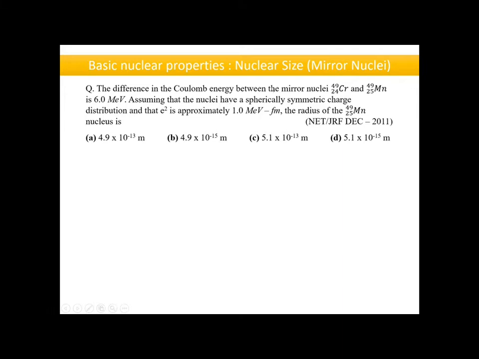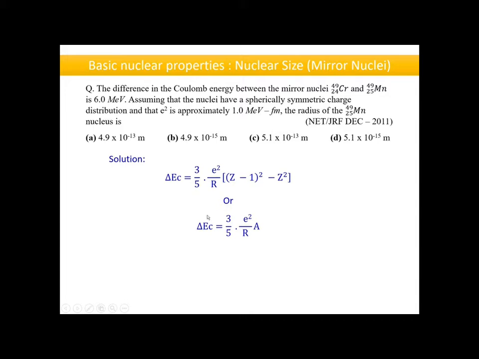The difference in the Coulomb energy between these two mirror nuclei is 6 MeV, and e squared is approximated to 1 MeV Fermi, and we have to calculate the radius of one of the mirror nuclei, that is the 49 manganese nucleus. So the solution is, now from the previous slide, we know that for a pair of mirror nuclei, the difference in the Coulomb energy is given to be this. Or one can also write this.